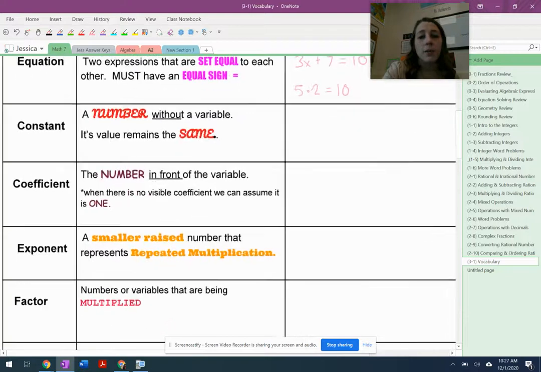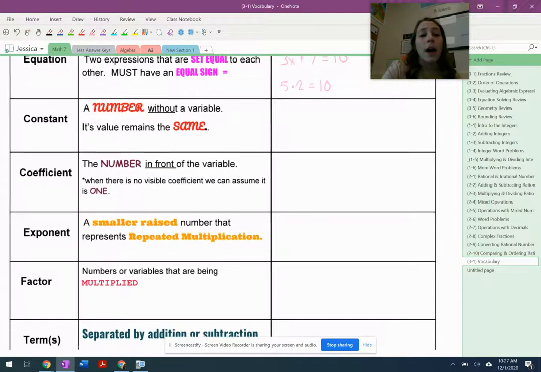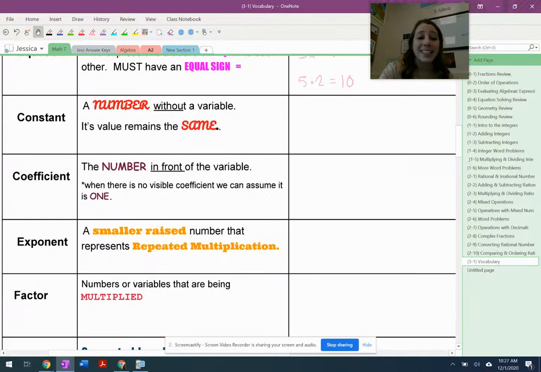So continuing on with vocab for 3-1, the next one we left off on was a constant. Now these next two can get a little confusing because they both start with C's, but it's important to keep them apart. Constant is a number without a variable. And when you hear the word constant, it makes you think of the same. If something is constantly happening, it's happening over and over and over again.